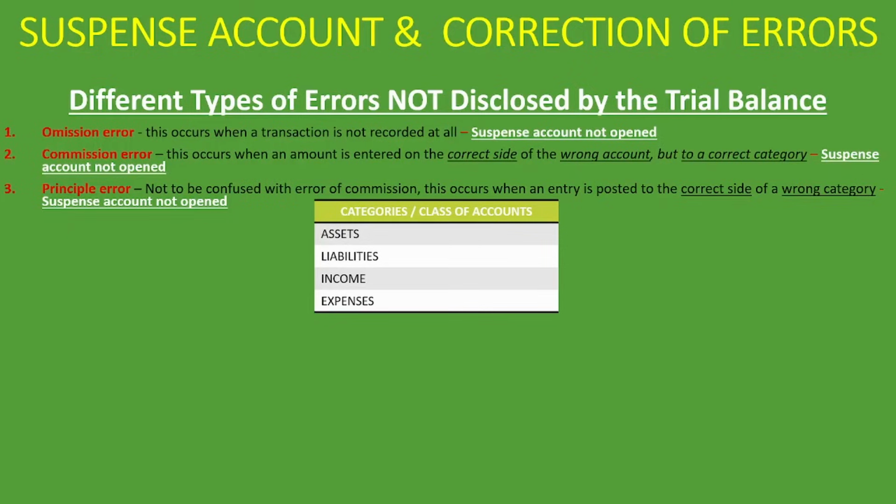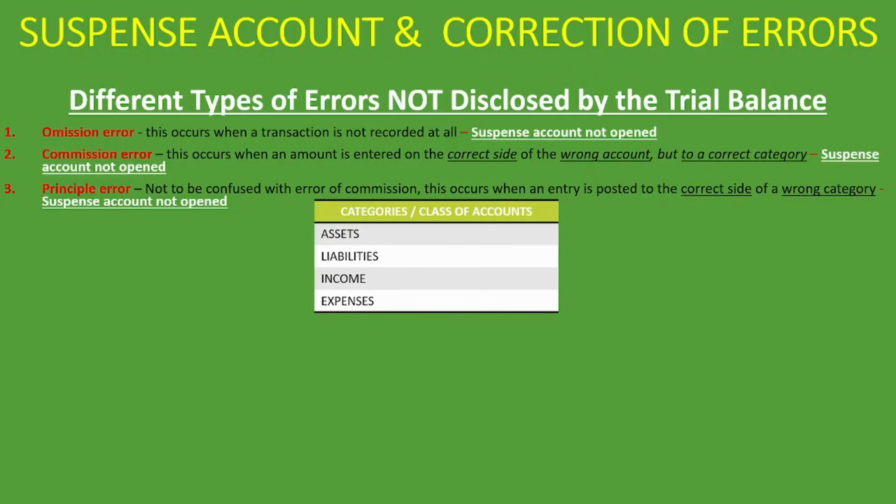Let's use the same example again. You bought a vehicle on cash, but this time, instead of debiting vehicle and crediting bank, you debited equipment instead, and you credited bank. So the credit side is correct. You credited bank and you put the amount there, but the debit has something wrong. You've debited equipment instead of vehicle. Even though you recorded the amount on the correct side, meaning an asset is coming in, instead of debiting the correct account, you debited an incorrect account.